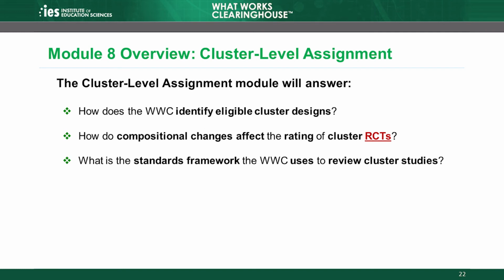The eighth module provides an overview of the standards for reviewing studies that assign groups rather than individuals to a study condition. These groups, called clusters, might be classrooms, schools, or districts. This module reviews how the WWC determines if a study uses cluster-level assignment. We discuss how changes to the composition of individuals within clusters after random assignment can affect the rating of cluster RCTs. Finally, we describe the standards the WWC uses to review cluster assignment studies.